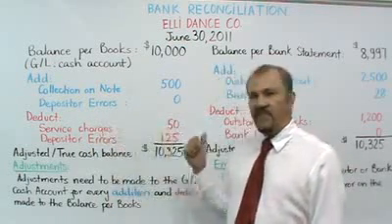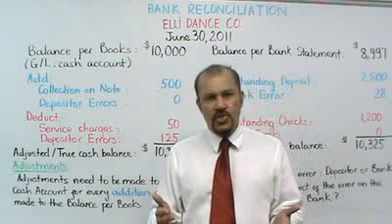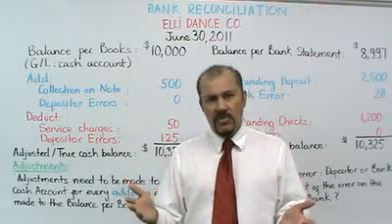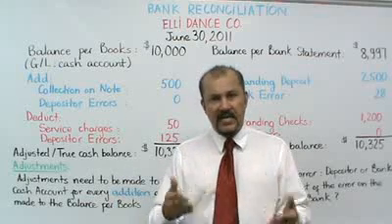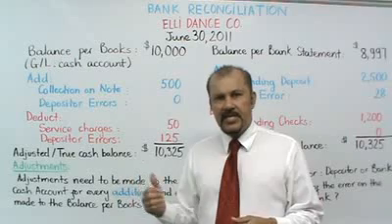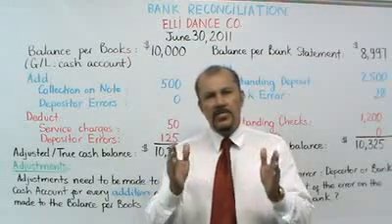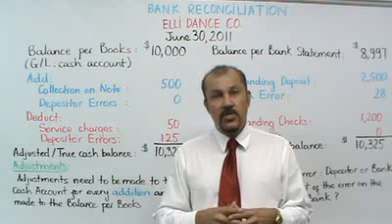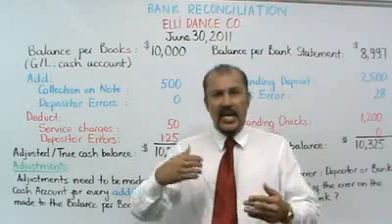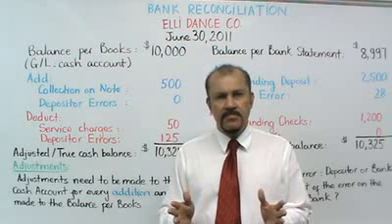We have service charges of $50. As you may know, banks oftentimes will charge customers for the privilege of maintaining a bank account and providing services to the customer. So in this case, the bank is charging Ellie Dance Company $50. Now, how does the bank get their $50? Do they send Ellie an invoice and then does Ellie cut a check out to the bank for $50? No, it doesn't work that way.